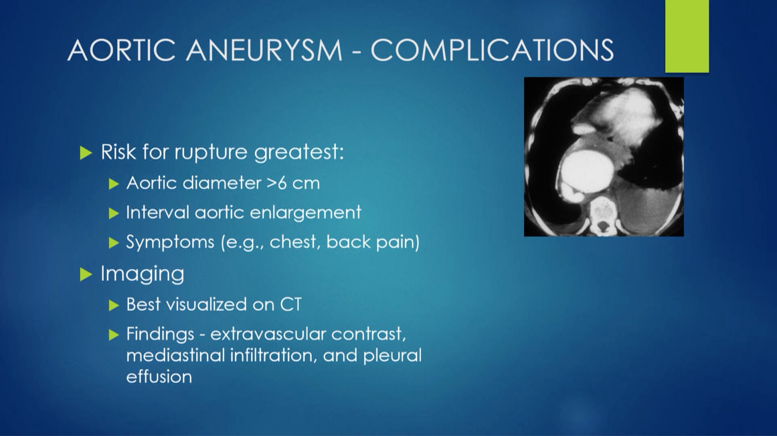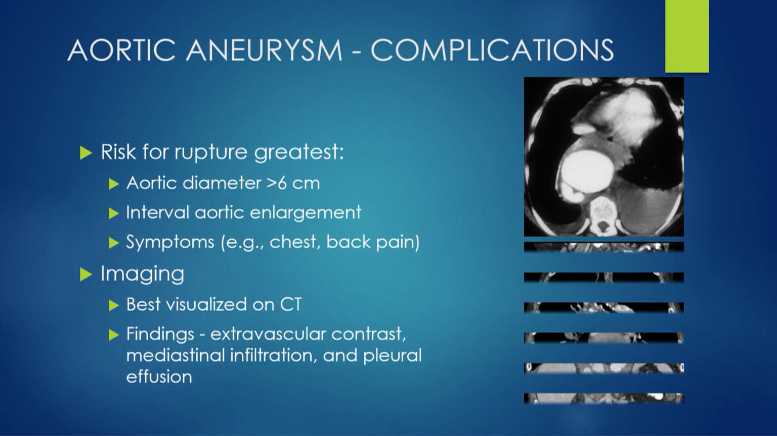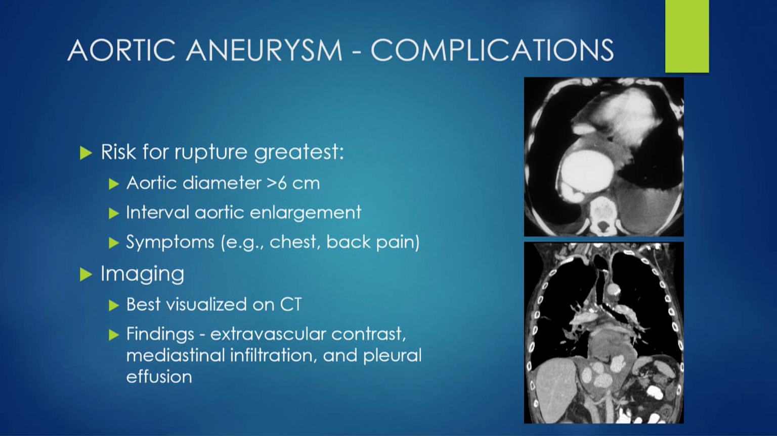And if it's a Marfan's patient, it would even be less. So interval aortic involvement, enlargement, symptoms are also a very valuable sign. And we see this very well on CT. This is a different example, just showing a rupture. This is really pretty hard to miss, honestly.